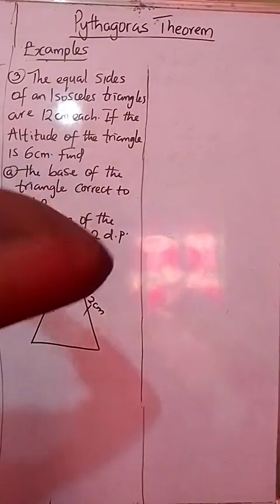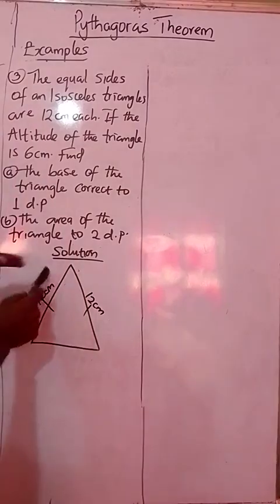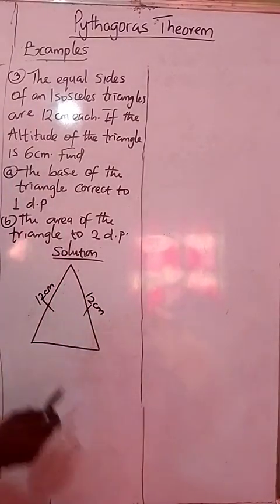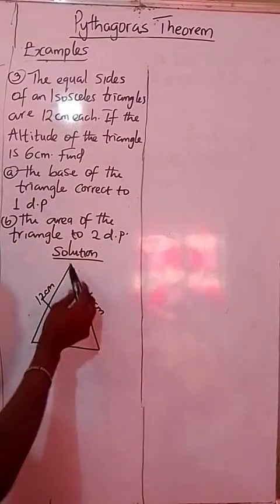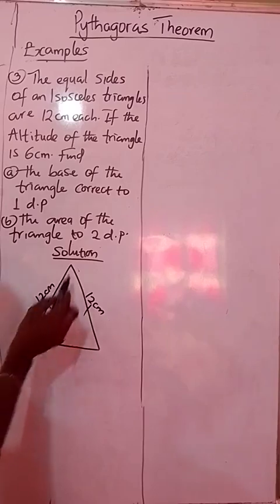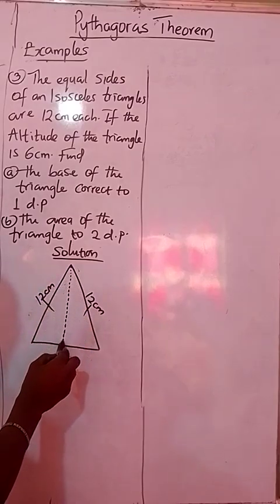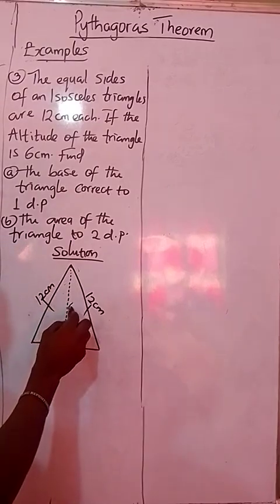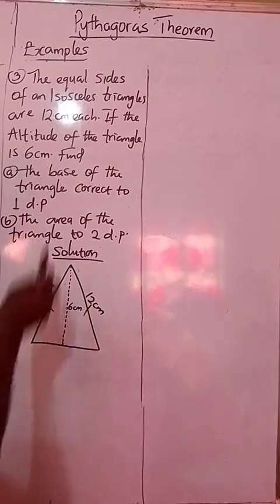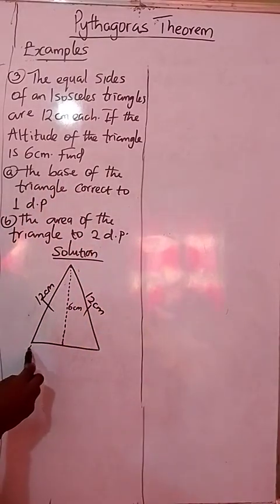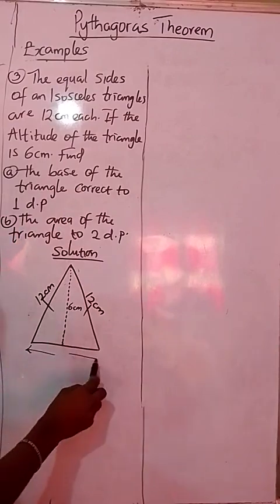If the altitude of a triangle, what do you call altitude in English? Altitude means something that is high. So they're talking about the height of this triangle. So the altitude, meaning the height, is from here to here. That's the height, is 6 centimeters. Find the base of the triangle. So where is the base? This is the base of the triangle, from here to here.